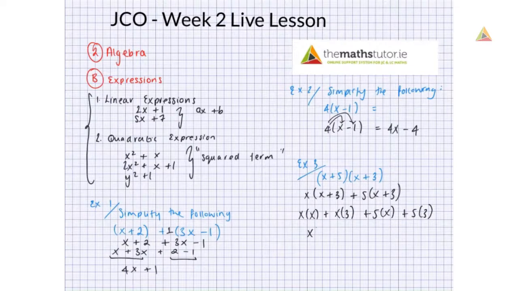x by x gives you x squared, x by 3 gives you 3x, 5 by x gives you 5x, and finally 5 by 3 gives you 15. So then you get x squared, 3x plus 5x gives you 8x, plus 15, and that's the answer. I'll do another one of those on the next slide just to make sure we're okay with them.